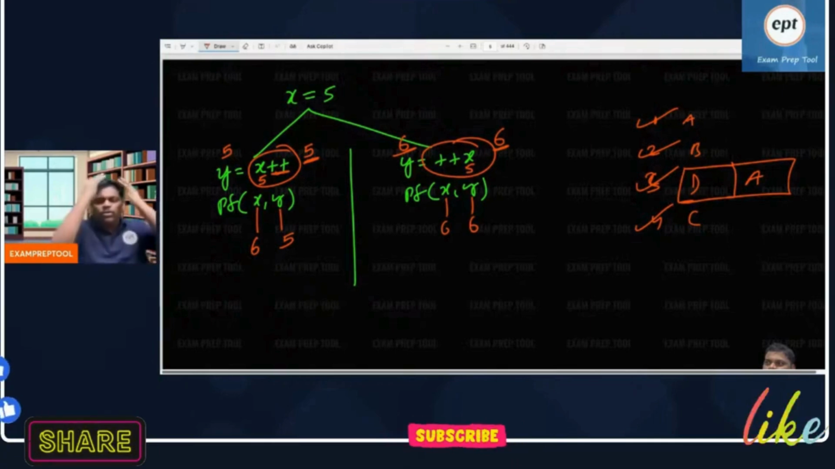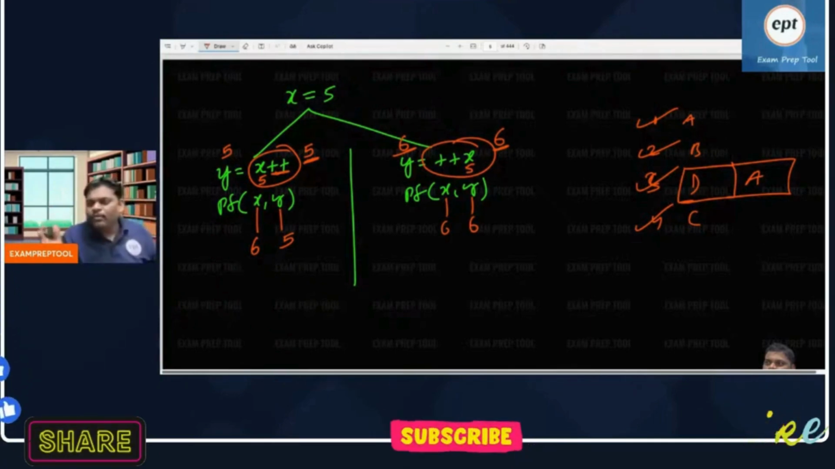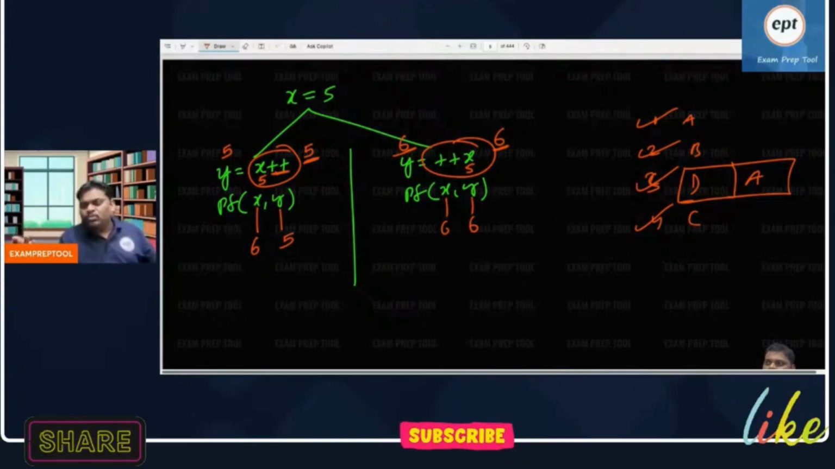Then you will say, ayyo Rama, ayyo Sita. If you say that, BJP people will cry, my madam will cry. No one will give marks to you. Understood?